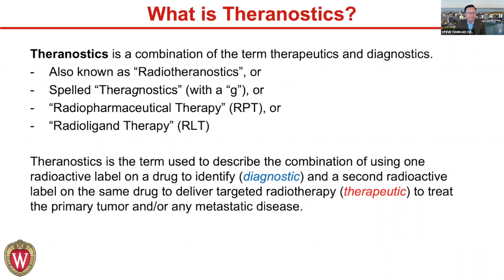the same thing. So theranostics really is the term to describe the combination of one radioactive label on a drug to identify a target, and a second radioactive label, a different one, on the same drug, to deliver a radiotherapy or targeted radiotherapy to that tumor or metastatic disease.